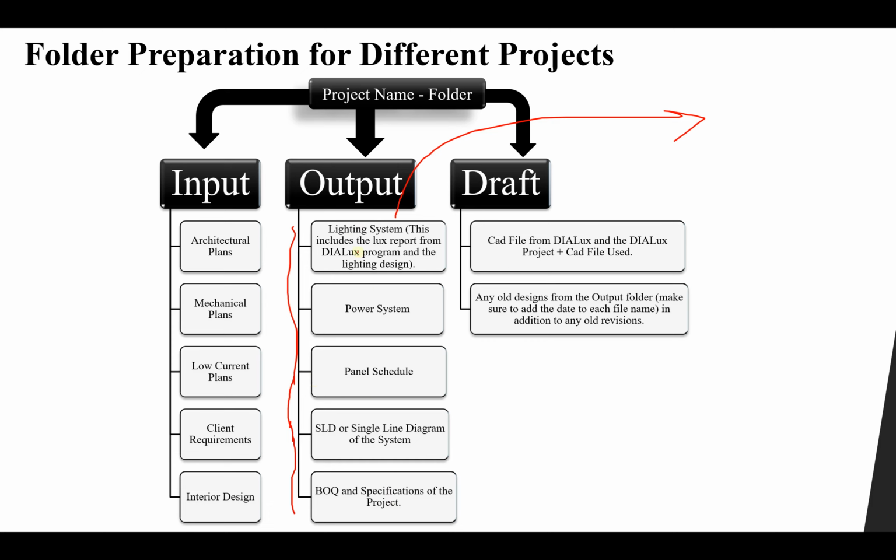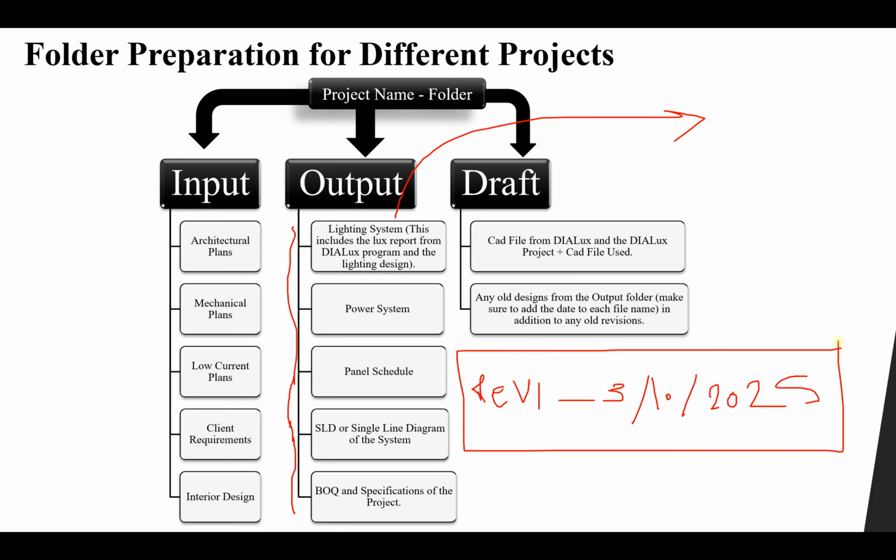So any old versions of designs or any revisions that are done on this project, we have to add in a draft folder called draft. Inside it we have revision 1, revision 2, and these revisions will have their own date. Let's say the first one is revision 1 dash, for example 3-10-2025. So we have the first folder, and I will know that the first revision occurred on this date.